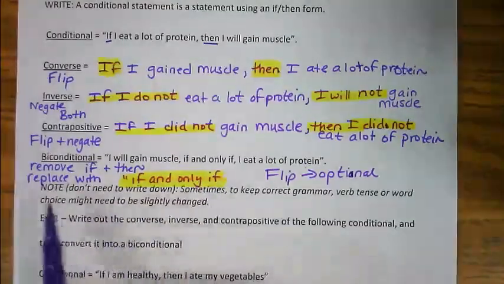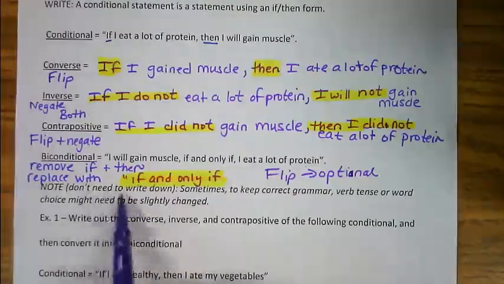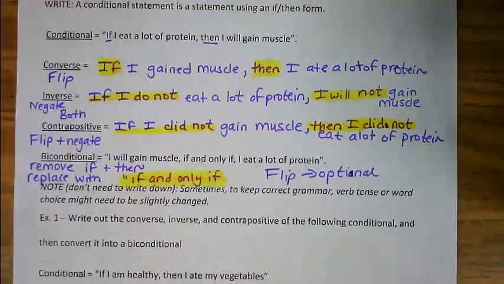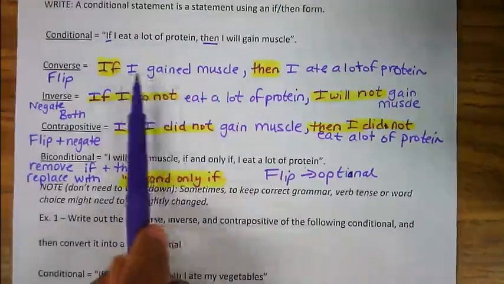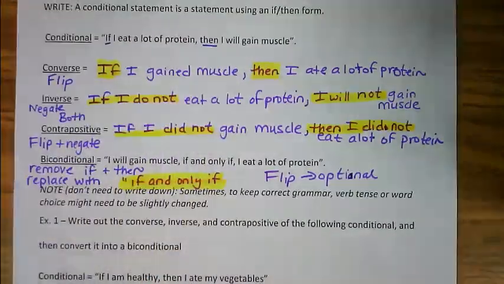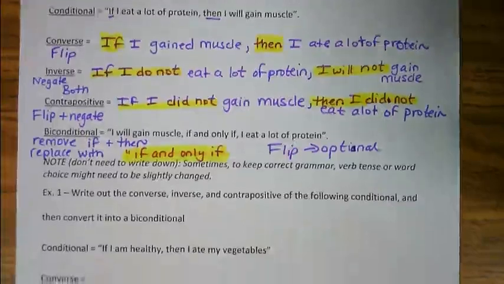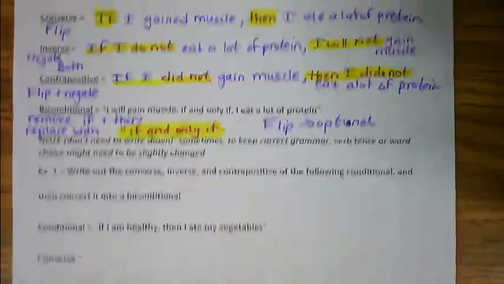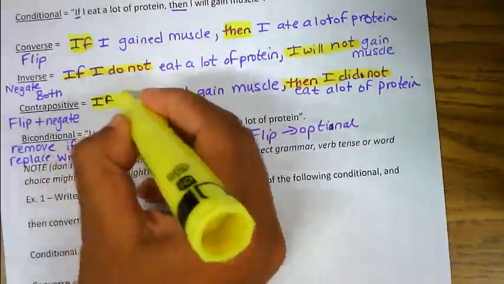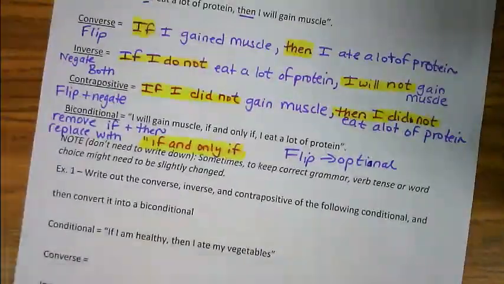That's why this part right here, don't write this part down. Sometimes to keep the correct grammar, verb tense, or word choice might change. So, you see up here, I put if I gained muscle, I added ed, I made it past tense. That's just so the sentence makes sense, okay? So, down here, we're going to do a little practice with me. If it's going too fast, by all means, you can pause it and rewind it. The beautiful thing about videos.